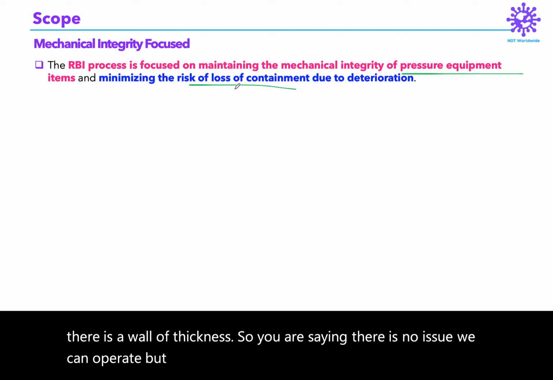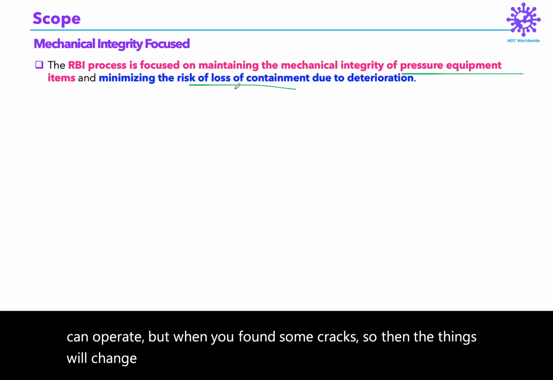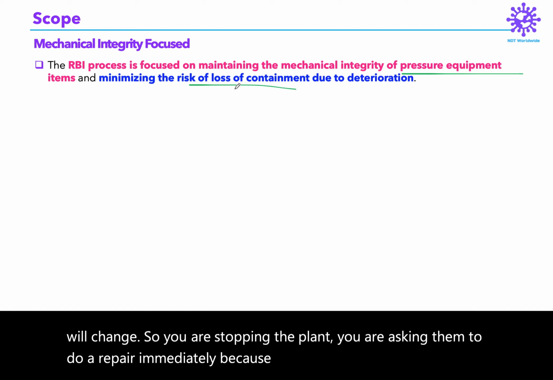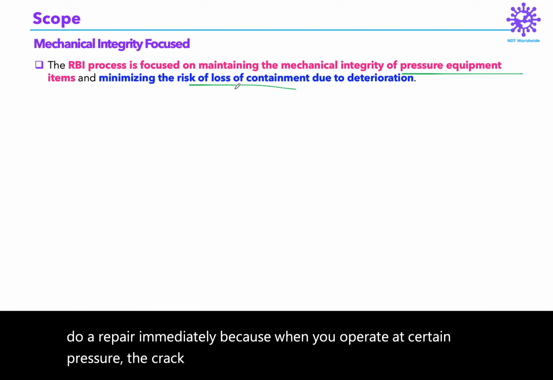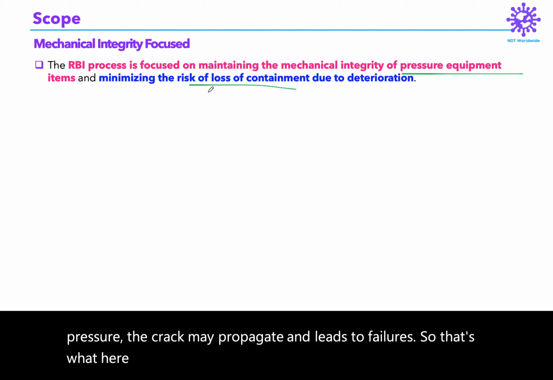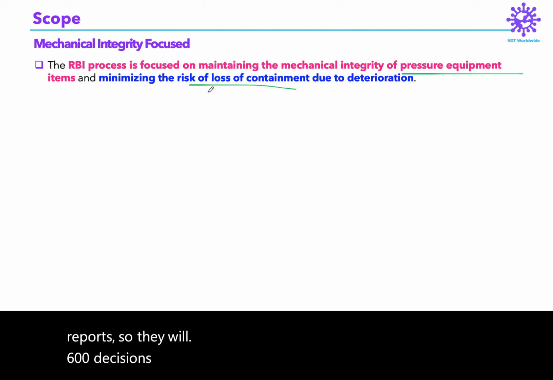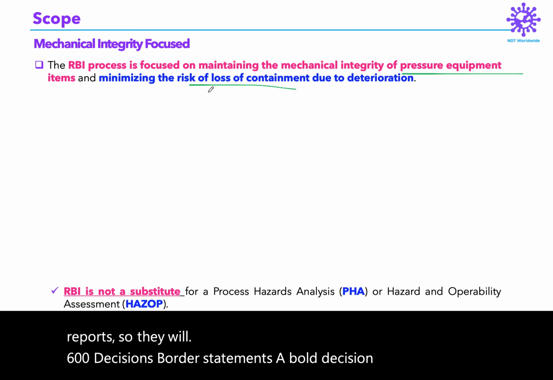But when you find some cracks, then things will change. You stop the plant and ask them to do a repair immediately, because when you operate at certain pressure, the crack may propagate and lead to failures. So that's where RBI comes into the picture. Based on the inspection reports, they will take some bold decisions.